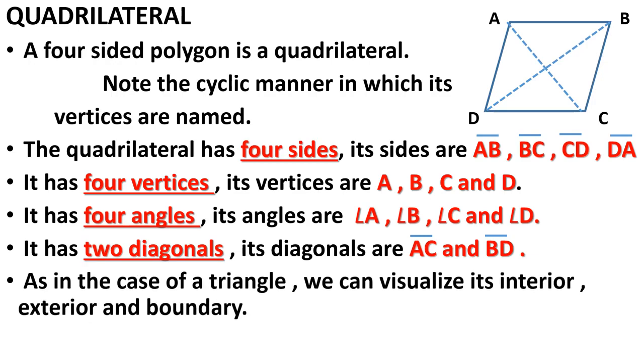As in the case of a triangle, we can visualize its interior, exterior and boundary. If a point is given in the interior region of the quadrilateral, it is called an interior point. If a point is given outside the boundary, it is called an exterior point. And if a point is given on the boundary of a quadrilateral, it is called a point on the quadrilateral.